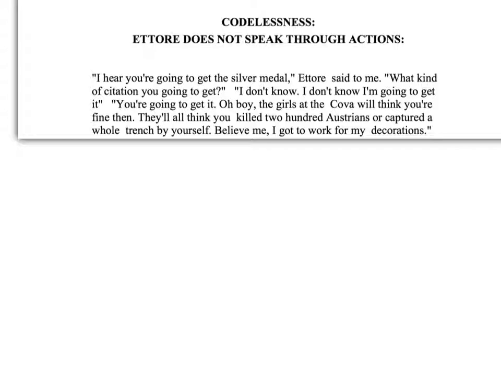And so they're talking about, this is post-war, Frederick's been injured, and Ettore is talking about how being wounded at war is even better than the medals. He speaks too much. He doesn't speak through actions. He speaks about his incredible actions, and he seems to get more pleasure out of that than actually doing anything well. He says this: "I hear you're going to get the silver medal," to Fred.